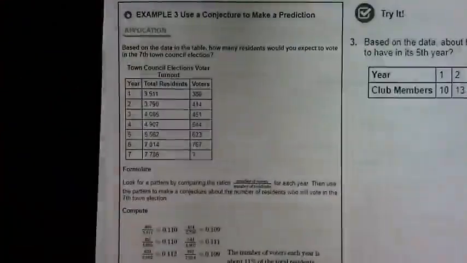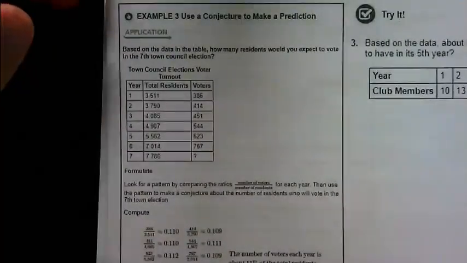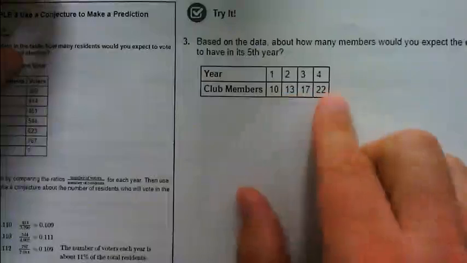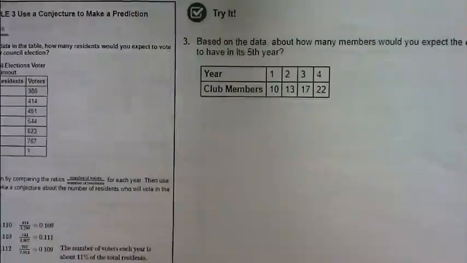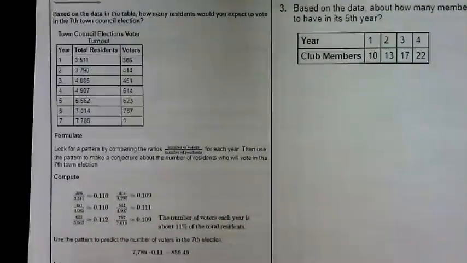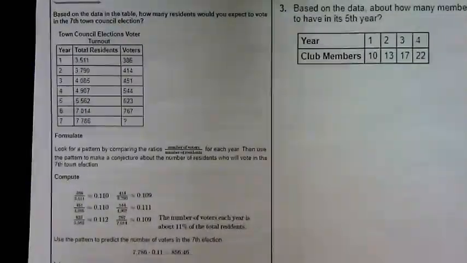So now using a conjecture to make a prediction. So again, this is the same thing that we just did, except we take it to the next step. We see if we can apply it. So actually find the next term. So over here on the try it, you have to figure out a conjecture for these and then see if you can find that 5th term. Go ahead and try that one. I'll put this example up over here so you can see it. But again, you're trying to apply that conjecture now. So figure out a conjecture for the numbers that are there.